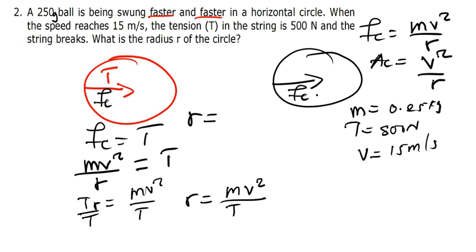So R becomes, what is m? M is 0.25 times V is 15, but we square it. I divide that by the tension force, that is 500. So my radius now becomes 15 squared times 0.25, that becomes 56.25. Now divide that by 500. So I'm getting my answer to be 0.1125. That is in meters.